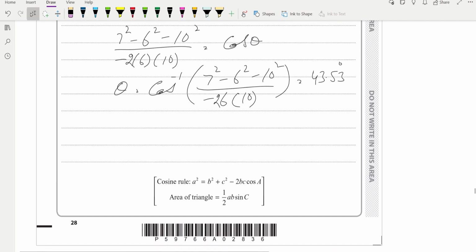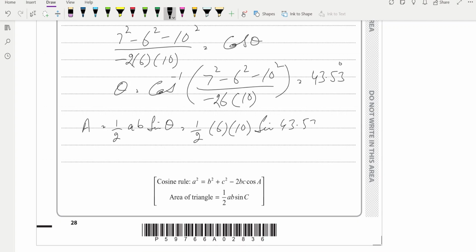So area will be equal to half into a b into sine of theta, and this will be 1 by 2, one side is 6 and other side is 10 into sine of 43.53 degrees, and we can find this.